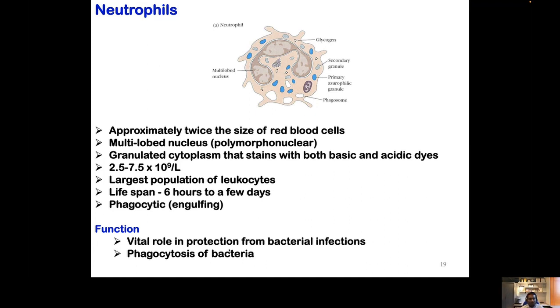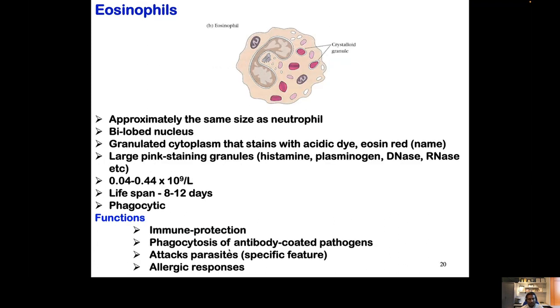So that's about neutrophils. Next, eosinophils. So what are eosinophils? They are approximately the same size as neutrophils, and they do have a bilobed nucleus. Neutrophils had polymorphonuclei, or excuse me, a multi-lobed nucleus, but these ones are bilobed. You can see here they have only 2 lobes. So you need to remember eosinophils have a bilobed nucleus.